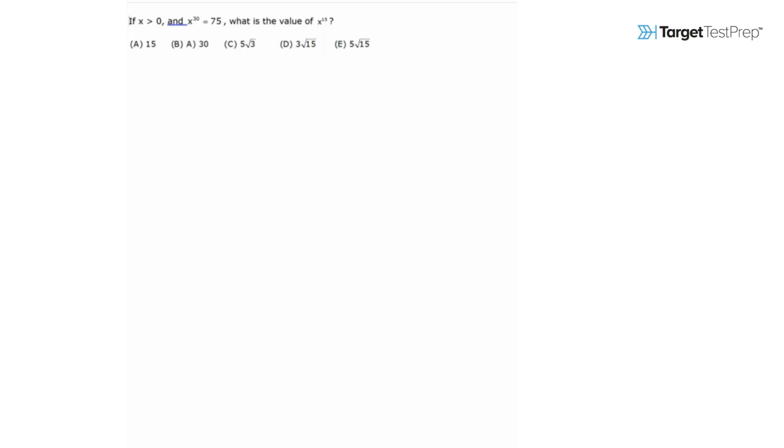Okay, guys, let's give this a whirl. So we know that x is greater than 0, and we know that x to the 30th is equal to 75. We want to know what's the value of x to the 15th. Well, the key pattern I want you guys to see here is we're going from x to the 30th to x to the 15th. Notice we're cutting the exponent down by exactly half. Okay, and once you see that, that reminds us of the fact that the square root of x is the same thing as x to the 1/2.